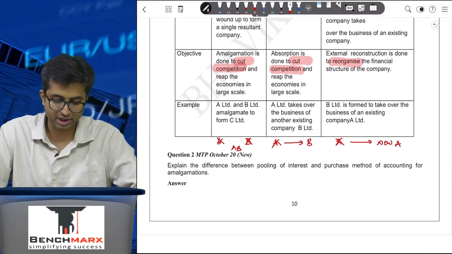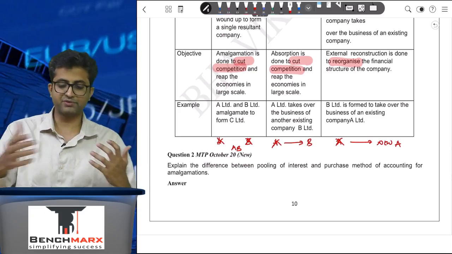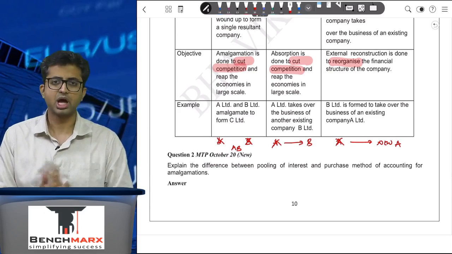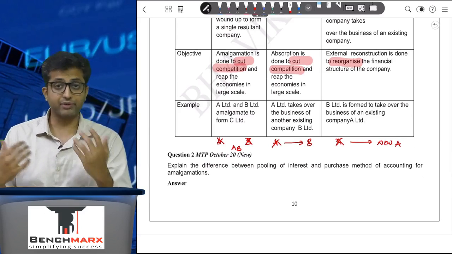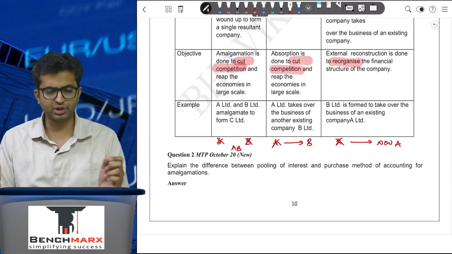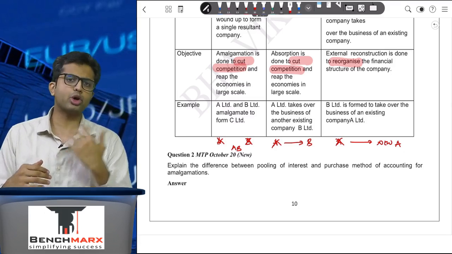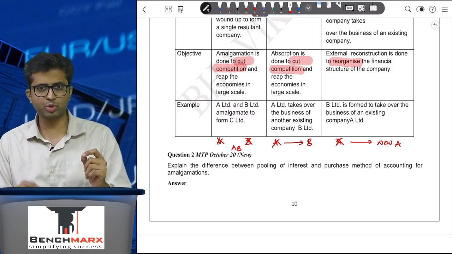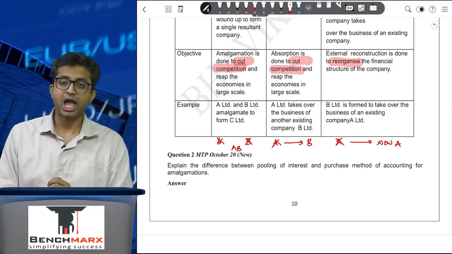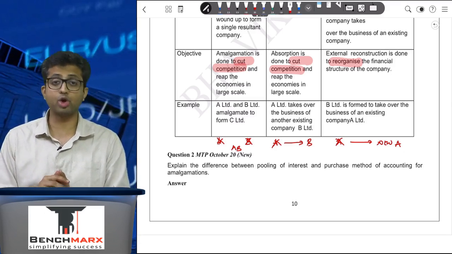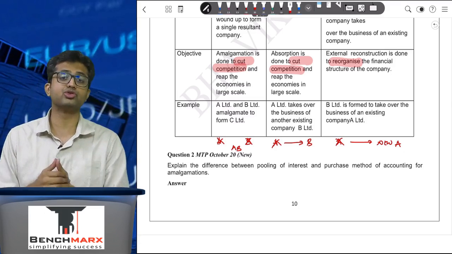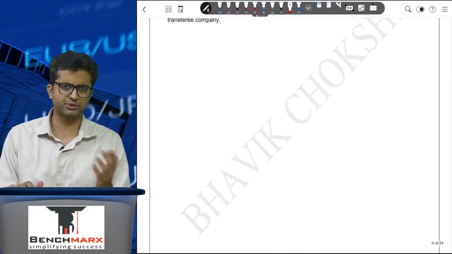Then the next question, which is a mock test paper question, is the difference between pooling of interest and purchase method. Pooling of interest arises when amalgamation is in the nature of merger, when certain conditions are satisfied, in which case you will take over all the assets and liabilities at their book values. Reserves will also be taken over, and the balancing figure, if any, will not go to goodwill. Instead, it will be adjusted directly against reserves, general reserve, for example.